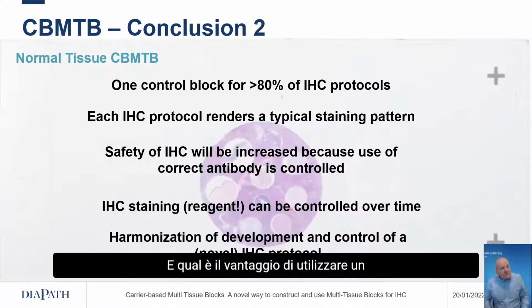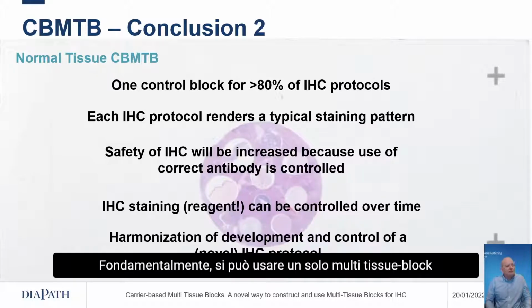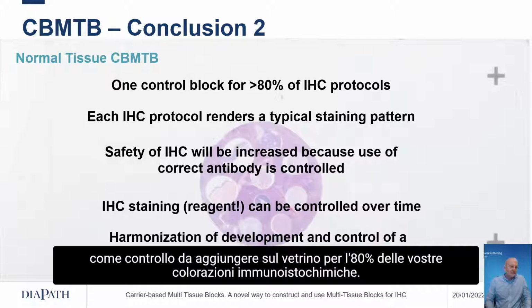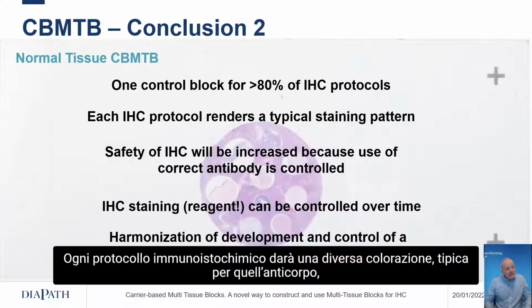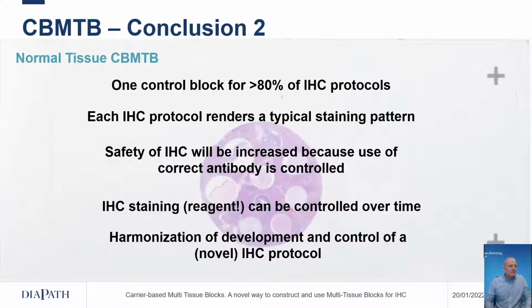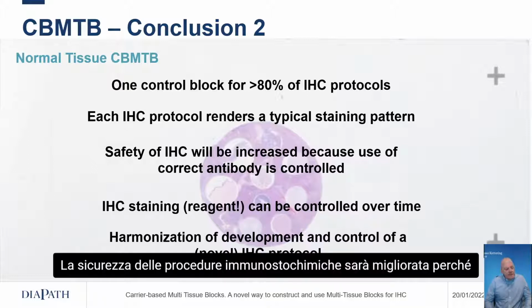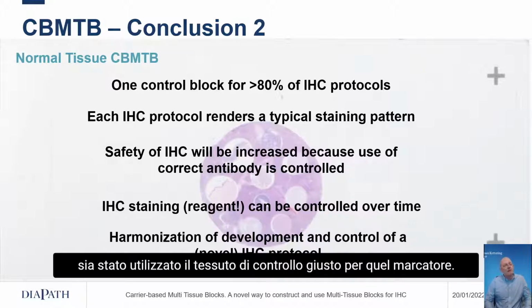And what's the advantage of taking a normal tissue multi-block to test new antibodies? Basically, you can use one block for 80% of your IHC protocols, whether it's CD markers or keratins, you all use the same block. Each IHC protocol will render a typical, very peculiar staining on those tissues that I mentioned, which we are using. The safety of the IHC protocol will be enhanced because you actually know which antibody was used, and you do not have to rely on the right control being used.